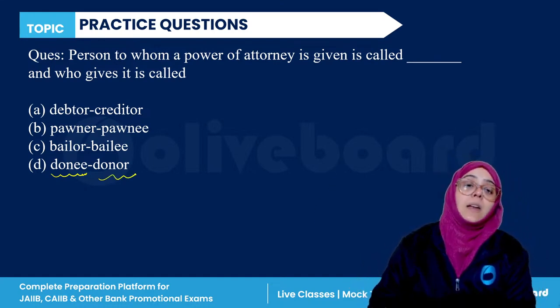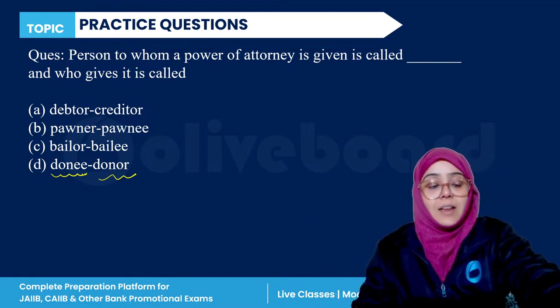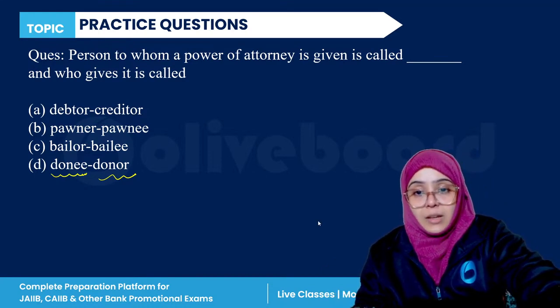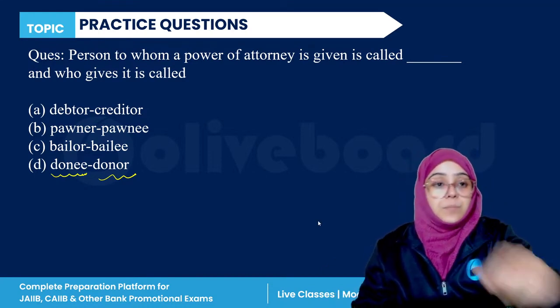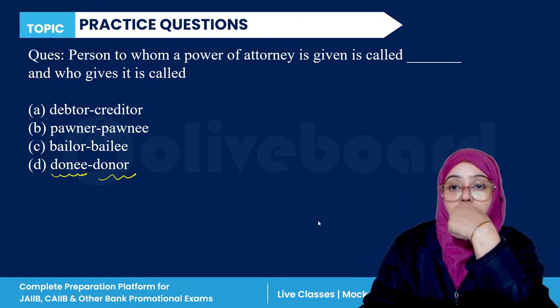You are all saying pawner and pawnee. Just a second, everyone, I'm just checking it out. There is a confusion in this because I think pawner and pawnee is different. Sometimes I am confused in this also. Power of attorney, right? Just a second.